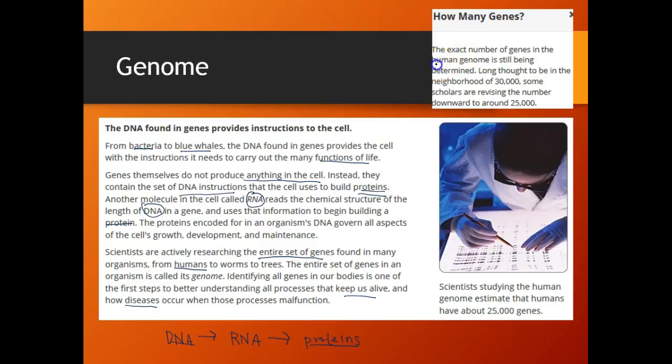The exact number of genes in the human genome is still being determined because there are unknown genes and scientists are discovering them to this day. A lot of people thought it was around 30,000, but now they have revised that number and it's somewhere around 25,000 genes. But again, that's just an estimate.